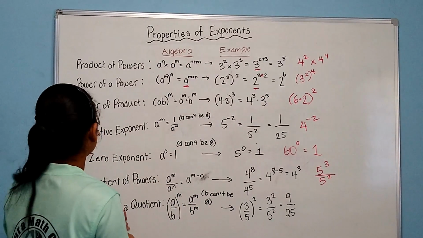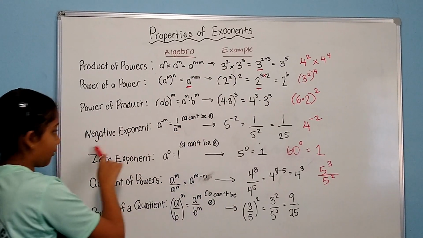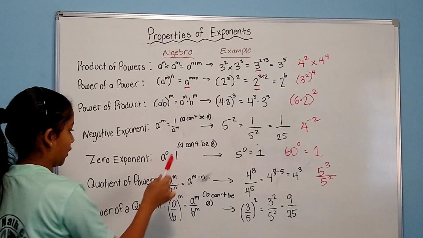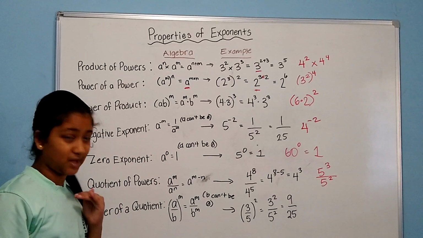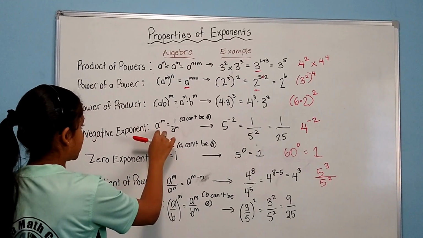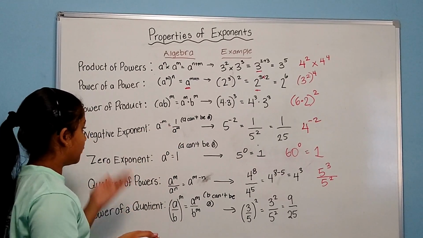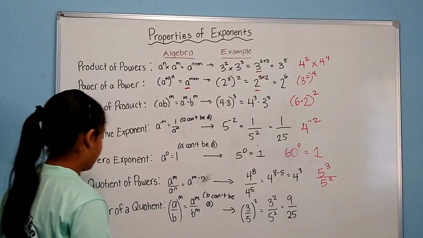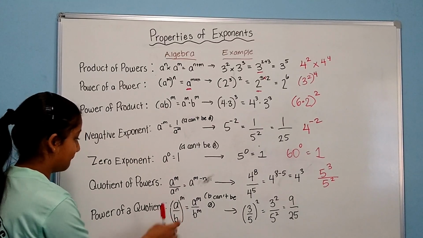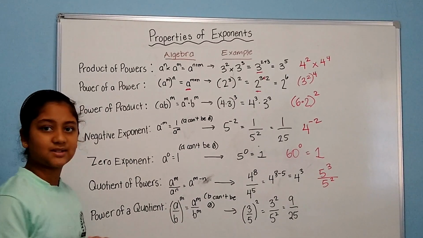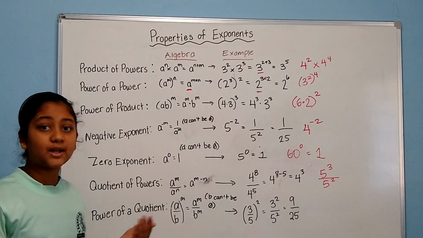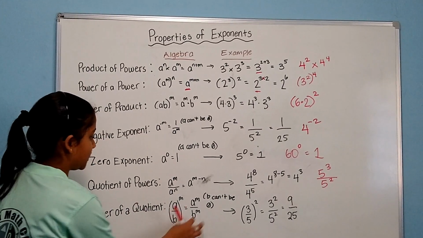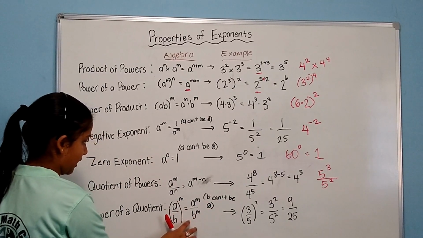And I'd like to include that a can't be 0 in the negative exponents. And in 0 exponents, a can't be 0 because 0 to the 0 doesn't make sense. And 0 to the power of a negative number also doesn't make sense. B can't be 0 because anything divided by 0, as we already know, is undefined. So that's why it can't be 0. So we do a to the m divided by b to the m.